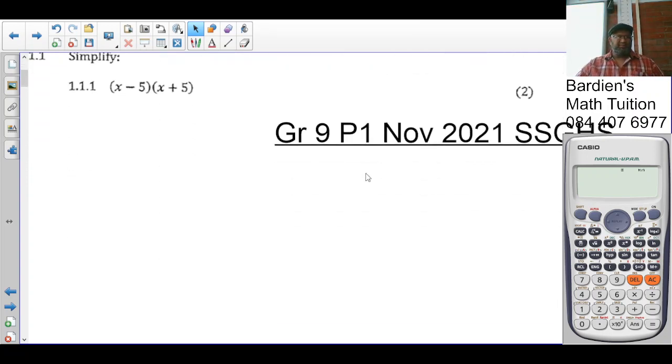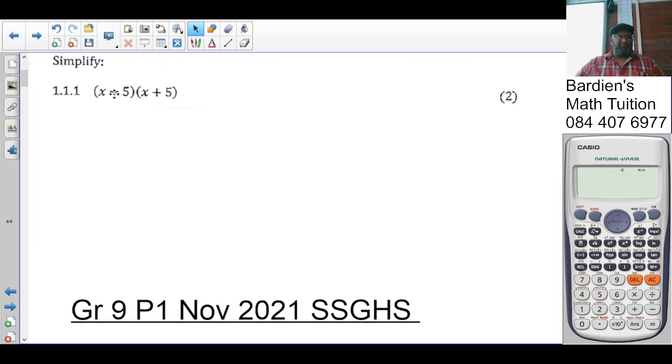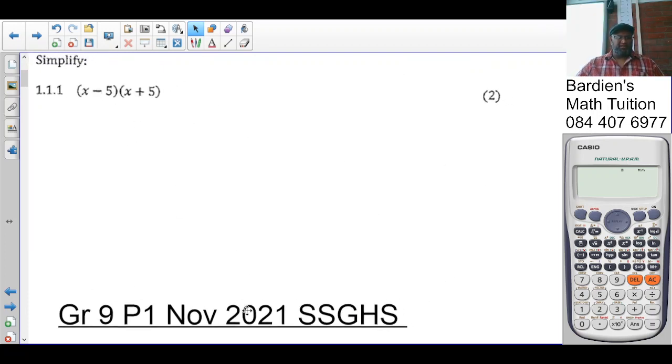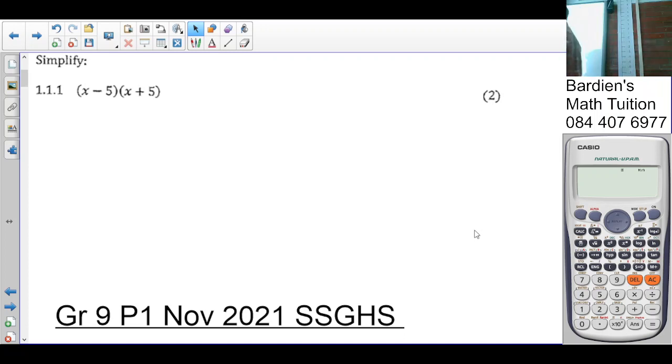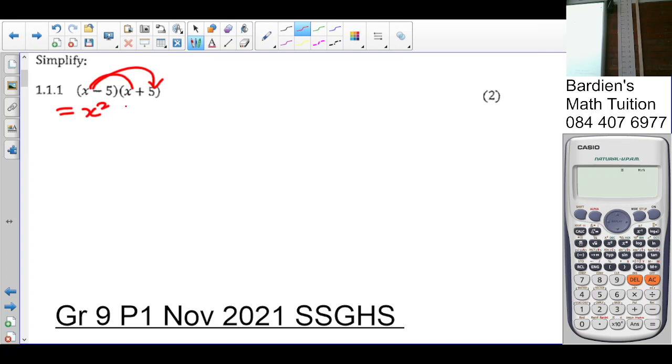Alright. So in question 1 it says simplify. In other words, you must get rid of the brackets. When you simplify, your final answer should contain no brackets. So we need to multiply this out. x times x is x squared. x times 5 is positive 5x. Negative 5 times x is negative 5x. Negative 5 times positive 5 is negative 25. It gives you x squared.